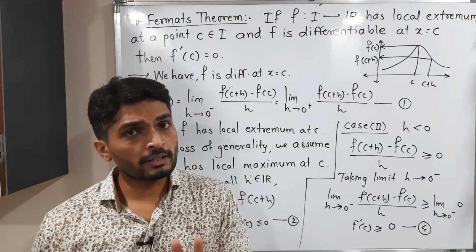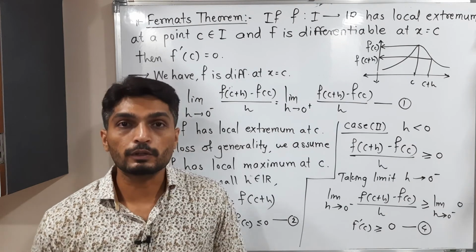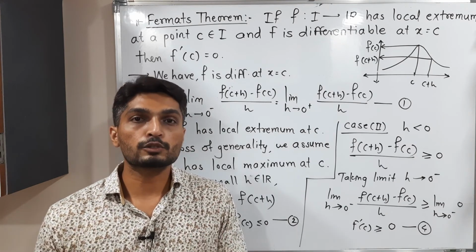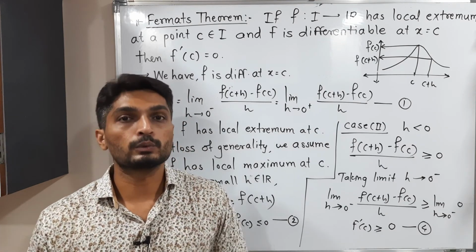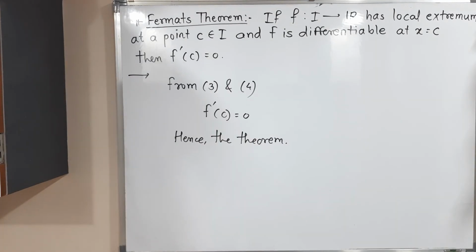In the third inequality, we had got f dash of c less than or equal to 0. Here, it is greater than or equal to 0. So that means f dash of c is equal to 0. Just make a screenshot of it. So from 3 and 4, we get f dash of c is equal to 0 and we get the required result.